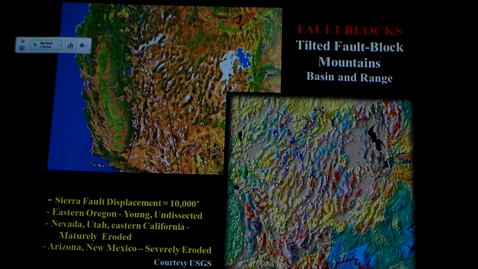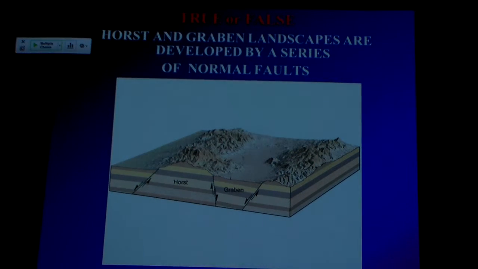And you can see here, things are running this way, grain is this way, so you know it had to pull apart east to west. It had to extend this way to allow those valleys to drop and those HORSTs to stay high. So very typical, normal fault type of topography. So, HORST and GRABEN landscapes are developed by a series of normal faults.